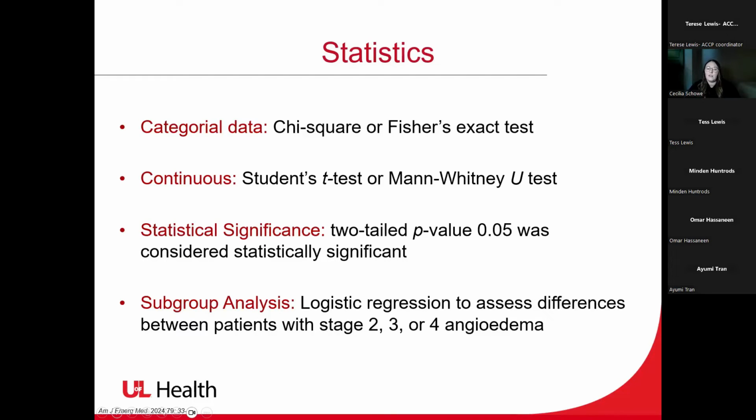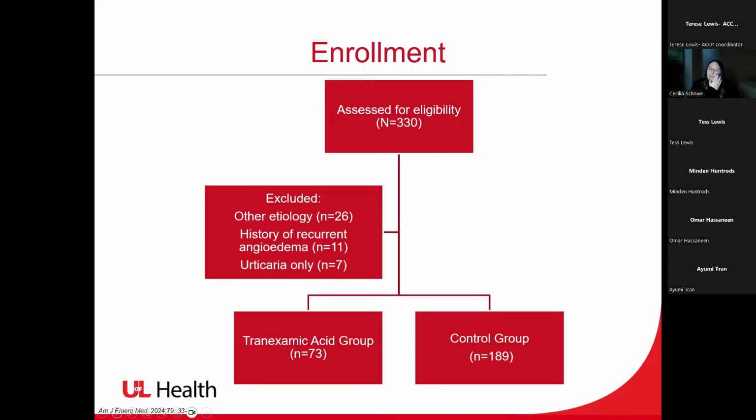They did end up doing a subgroup analysis with a logistic regression for patients who had specifically that stage 2, 3, or 4 angioedema to assess if that had any influence on their primary outcome. So when looking at enrollment, they assessed 330 patients for eligibility, with most of their patients being excluded due to it potentially being another etiology, followed by patients with a history of recurrent angioedema. You can see they had 73 patients in their tranexamic acid group and 189 patients in their control group.